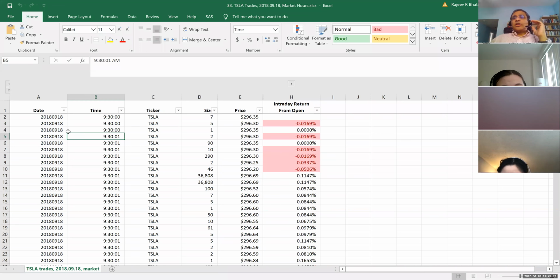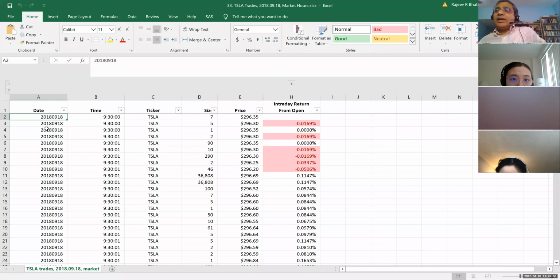All right. So can you all see the Excel file? Yes. Okay, good. All right. So what's the date on the Excel file? 2018, September 18th, which is exactly the date on that Bloomberg article that I was talking about earlier.